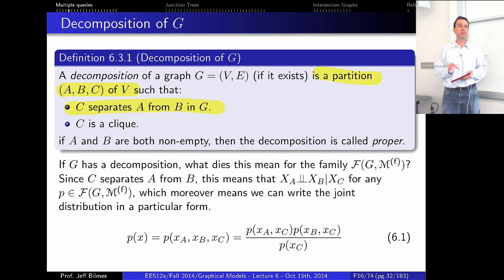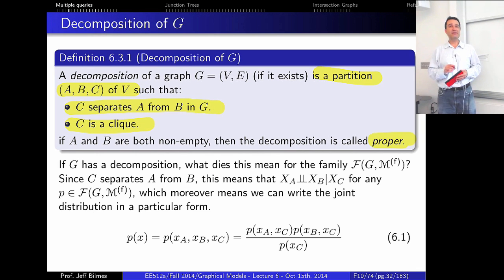So C separates A from B. Again, that means that any path from A to B must go through C. And it also has to be the case that C is a clique. If it's the case that A and B are non-empty, the decomposition is non-trivial, or sometimes it's called proper. So it's a proper decomposition if A and B are non-empty.